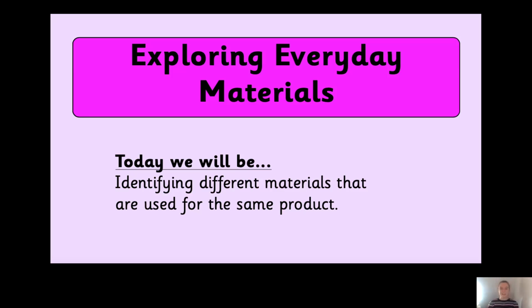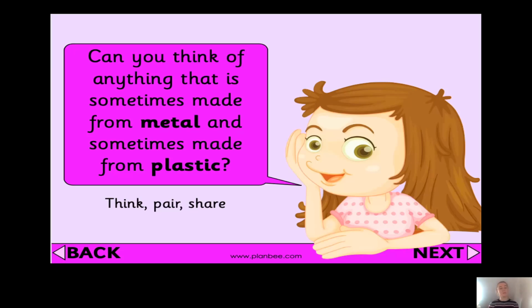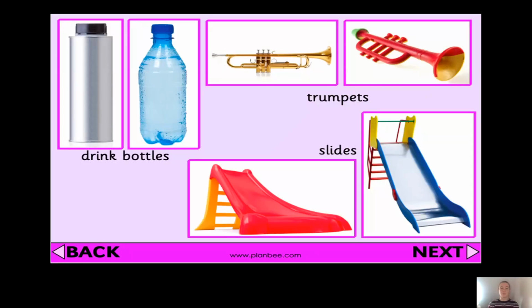So we are going to start by asking the question, can you think of anything that is sometimes made from metal and sometimes made from plastic? Okay, pause the video now and have a think. Okay, were you able to think of some things that were sometimes metal and sometimes plastic? Do you see what I thought of? So I thought of some drinks bottles. So you can either have a plastic bottle, like lots of you do at school, or a metal bottle. Some of you also have these at school, and I definitely have one of these at school.